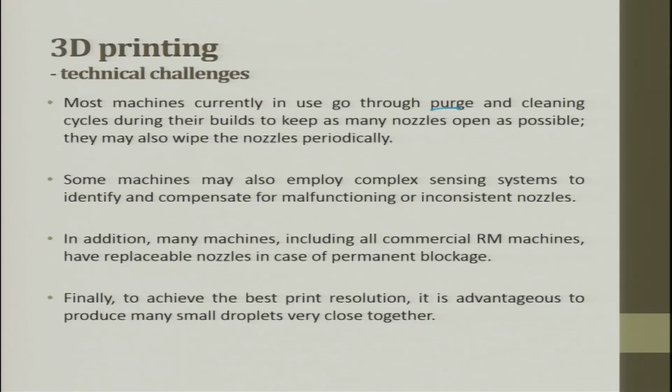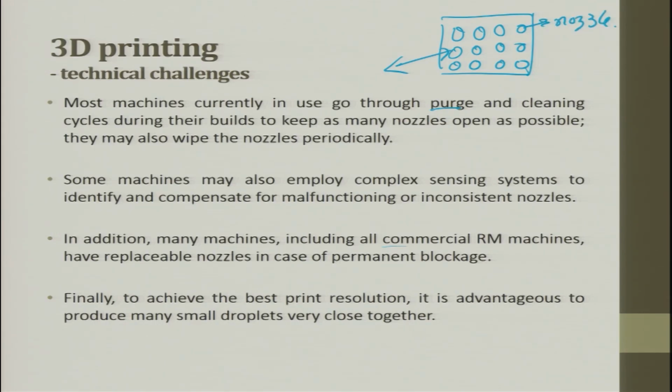So, this is becoming an inbuilt feature in these machines. Some machines may also employ complex sensing systems to identify and compensate for malfunctioning. In addition, all commercial RM machines have replaceable nozzles in case of permanent blockage. So, suppose there is an array of nozzles, the system is built in such a manner that you can replace every nozzle as and when it is needed.